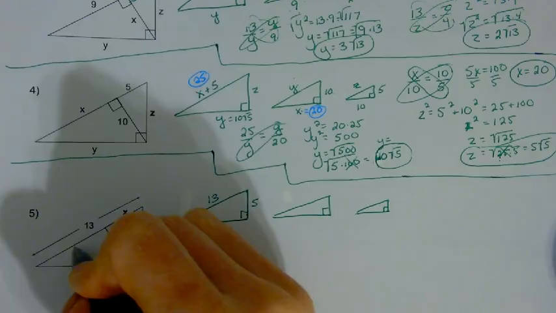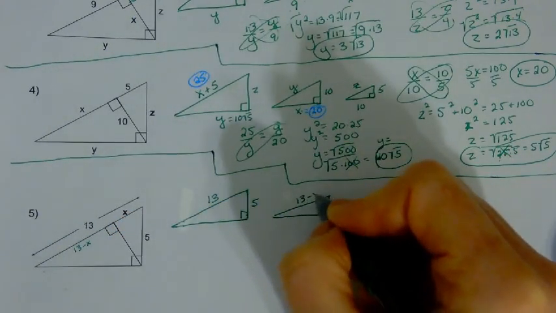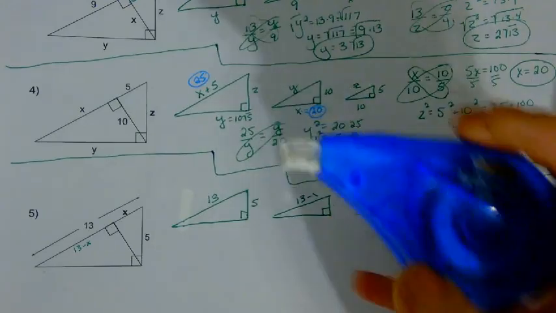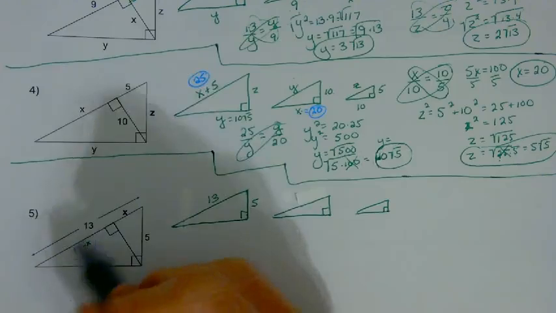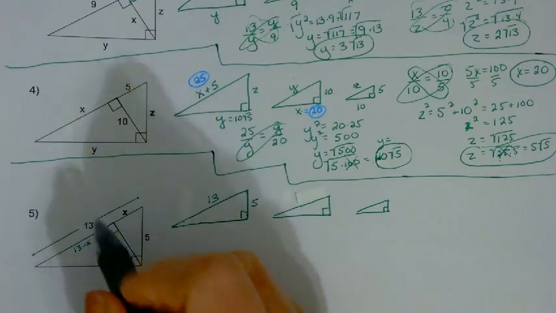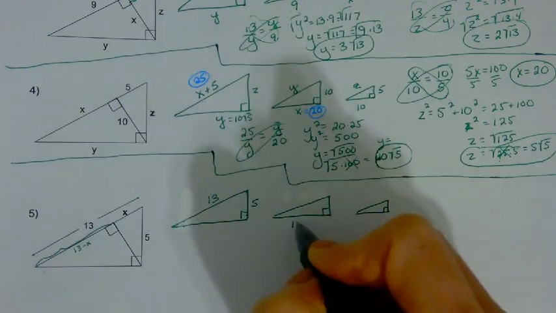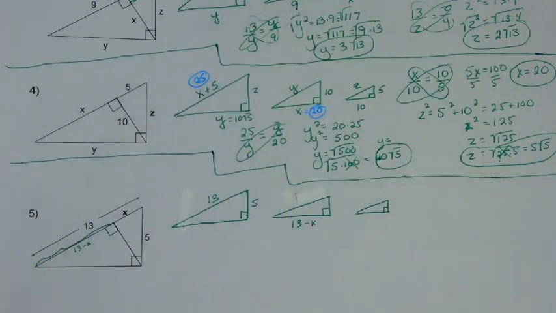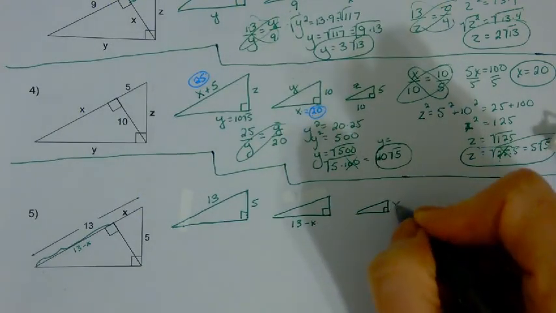13 minus x. Oops, I put it on the hypotenuse. So 13 minus x is this leg right here. 13 minus x. And then the small triangle, we have x for the short leg, right, this is our short leg, and 5 for the hypotenuse.